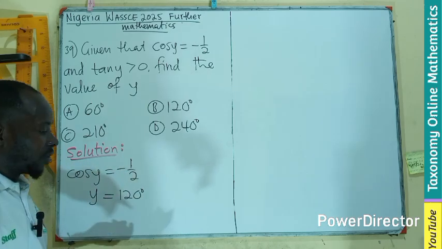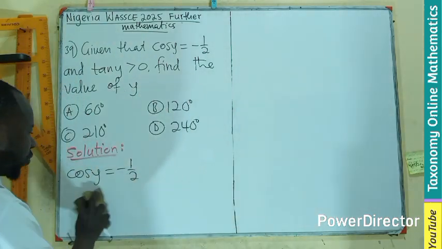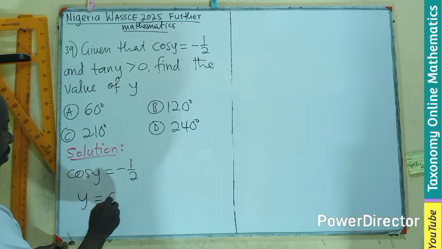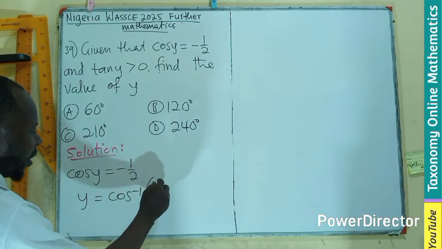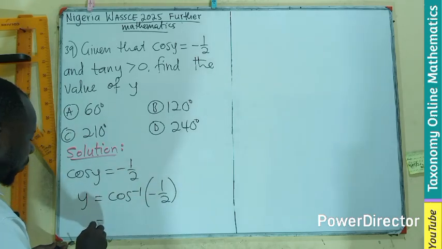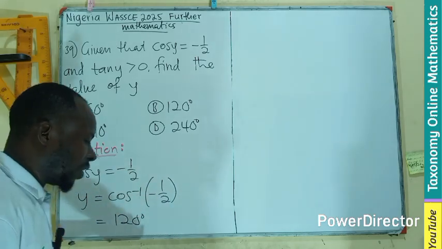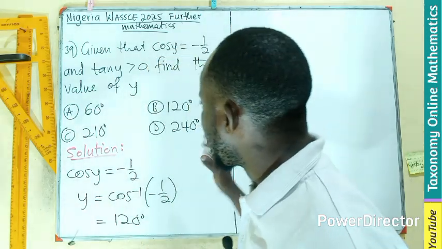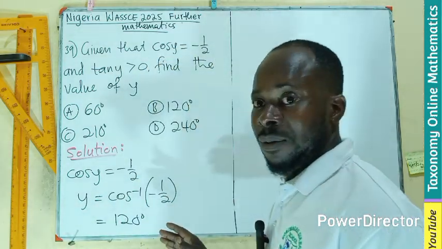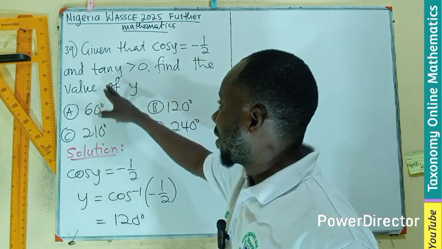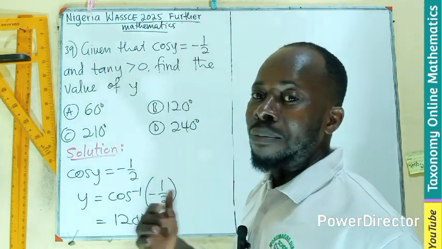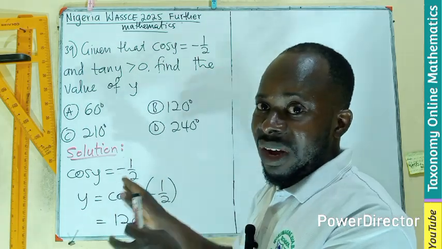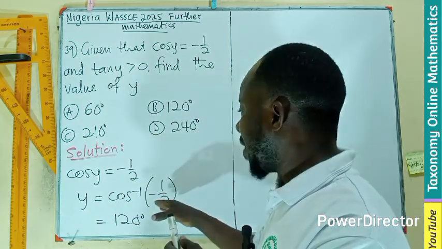That is if I take the cos inverse. Let me write it for those who will only read. y will become the cos inverse of negative 1 over 2, and we have 120. If you just stop there, you might be tempted to pick option B as your answer. But there's another condition given to us. We have been given that tan y must be a positive value, because cos is a negative value here.